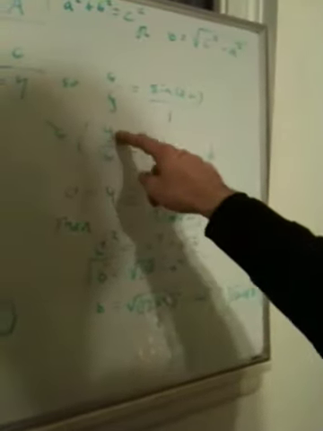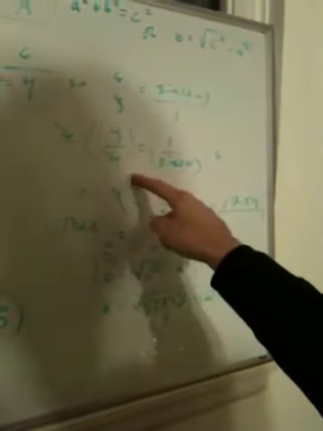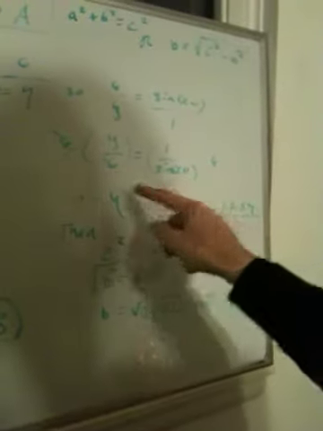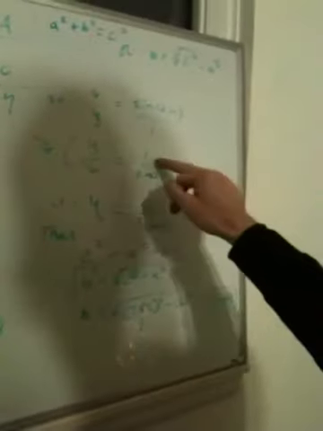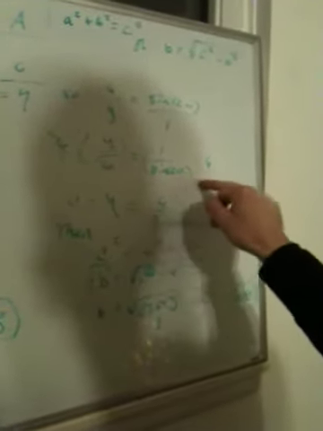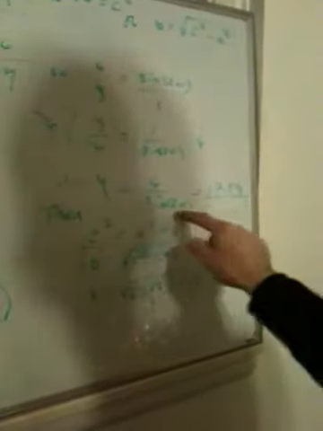Now, to isolate y, just multiply by 6. Multiply by 6. 6's cancel. You're left just with y. 6 times 1 is 6. And you're left with sine of 20 on the bottom, right here. And you didn't do anything to the denominator, just the numerator.